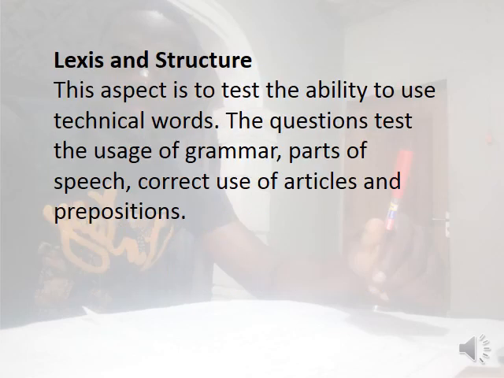Then under lexis and structure, this aspect tests the ability to use technical words. The questions test the usage of grammar, parts of speech, correct use of articles, and prepositions. There is the need to revise your parts of speech for this aspect, because at times you make mistakes. Even in class, when we ask you questions on parts of speech, you still make mistakes. So there is a need to go and revise your parts of speech, starting from noun, pronoun, verb, adverb, adjective, preposition, conjunction, interjection, and so on. You need to revise all these because you will come across them in your examinations.